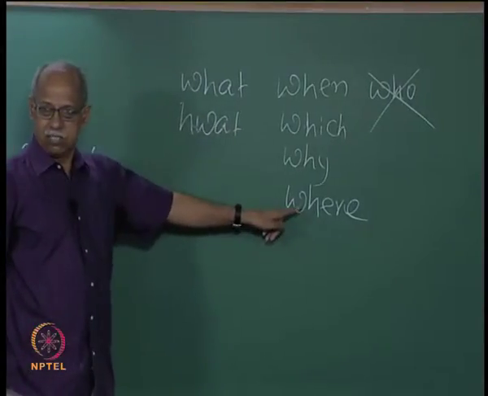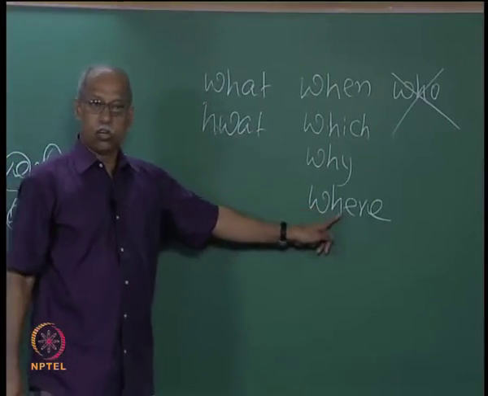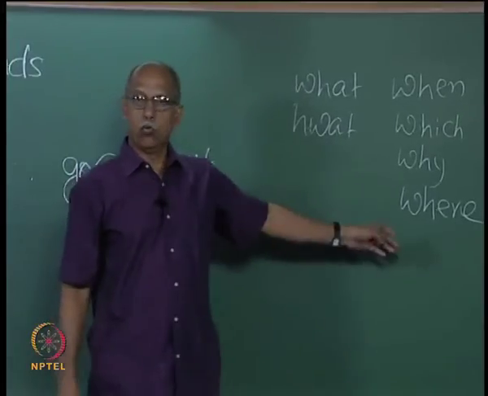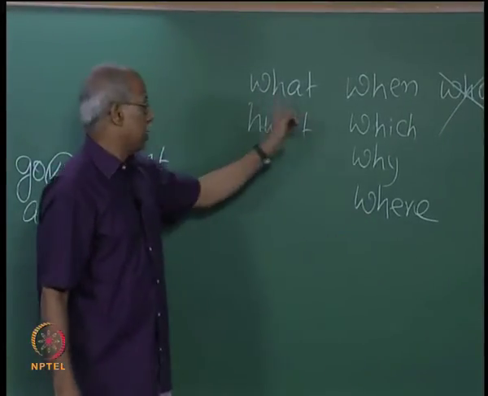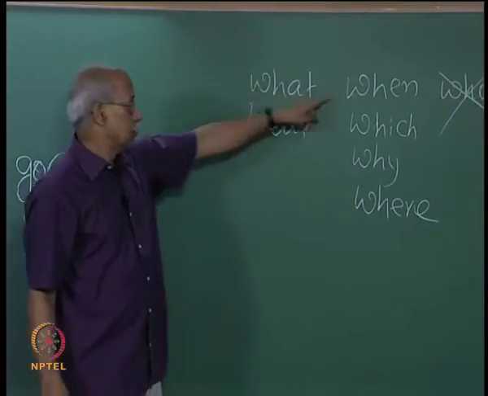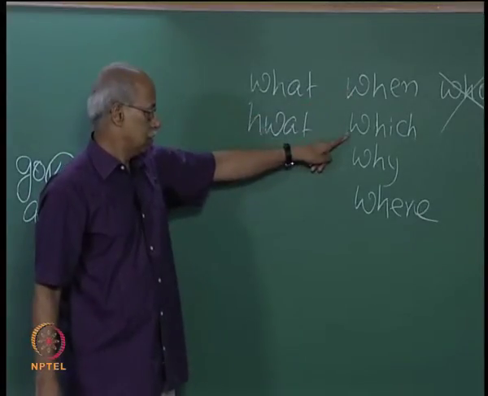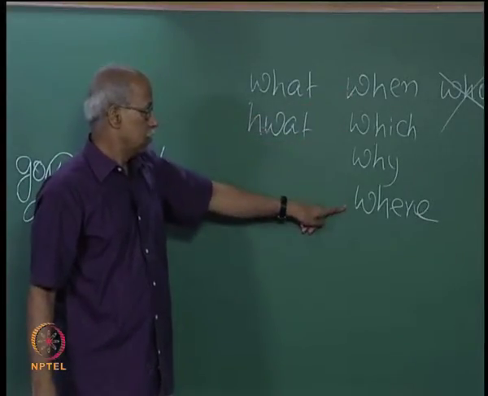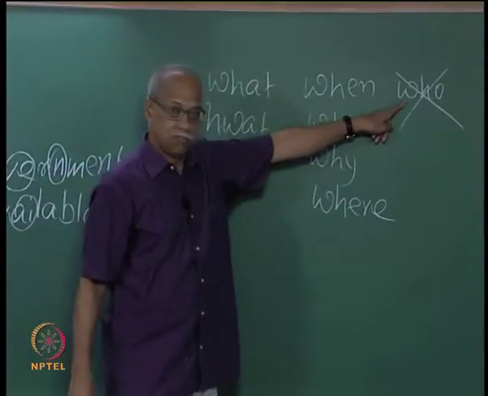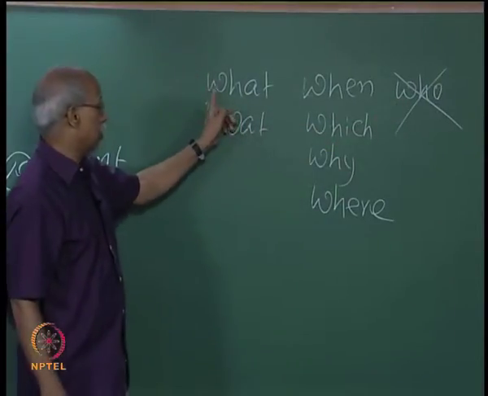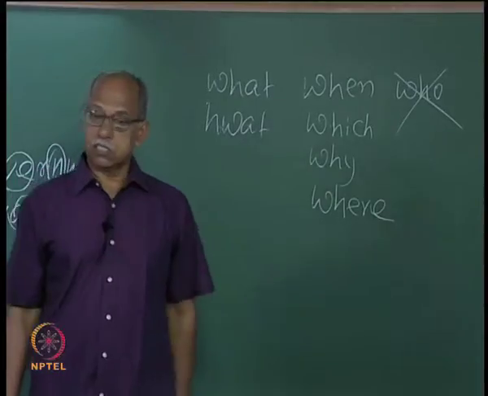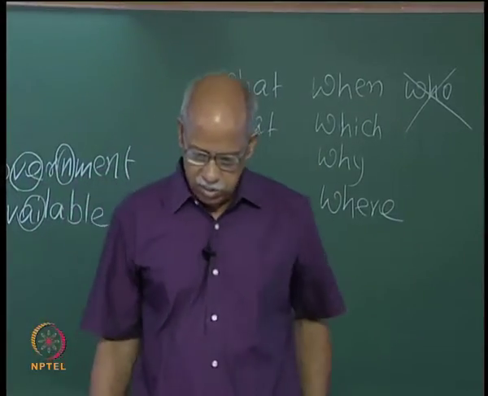Where? It's not very long, you know. It's not where. It is where. Once again, what is this? What? When? Which? Why? Where? But this is? Who? Once again, make it long. This is? What? When? Which? This is long. Why? Great. This is short. Where? Okay. This distinction is very important in English.